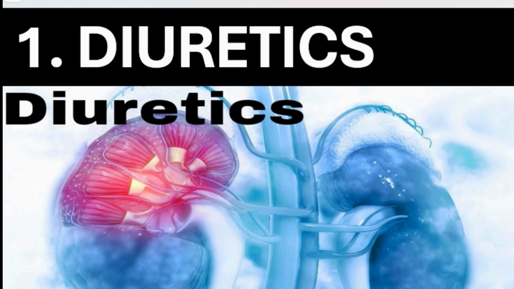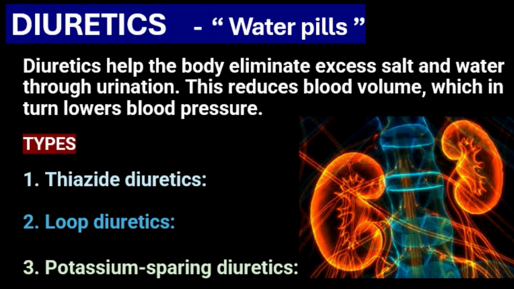The first type is diuretics. Diuretics are also known as water pills because diuretics help the body eliminate excess salt and water through urination. This reduces blood volume, which in turn lowers the blood pressure. So this is known as water pills. There are 3 types of diuretics. First one is thiazide diuretics. Second one, loop diuretics. And third one is potassium sparing diuretics.